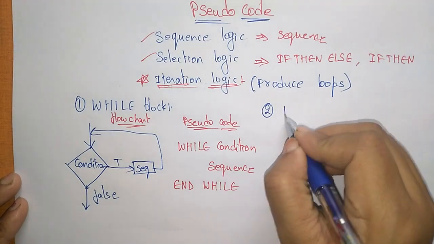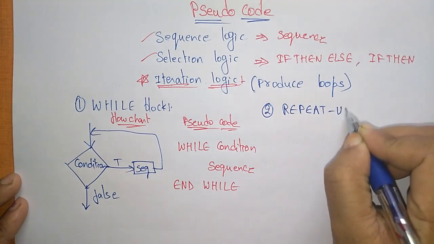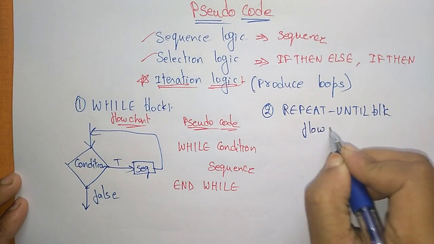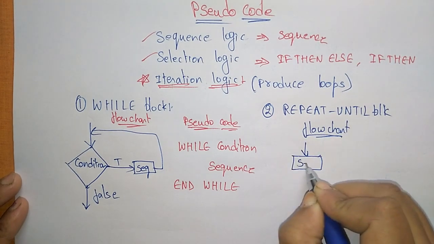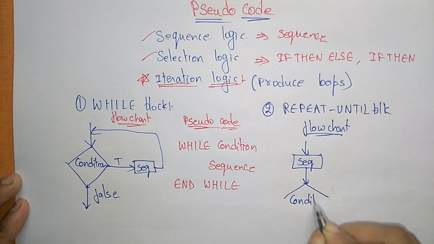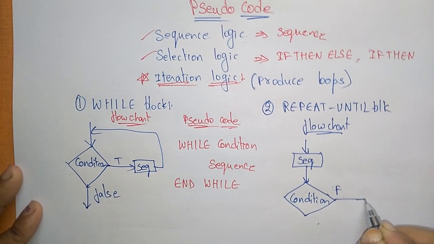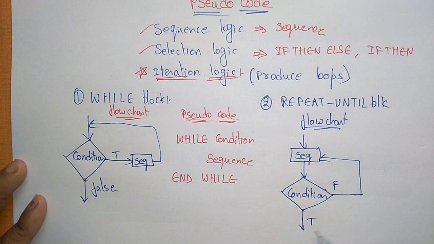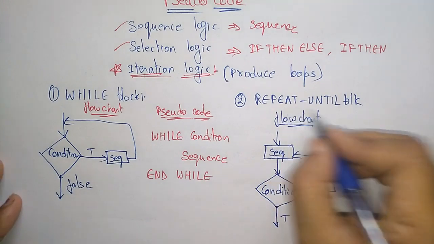The next iteration logic is the repeat until block. Let us see its flowchart. First it executes the sequence. After that it checks the condition. If the condition is false, it again executes the sequence of statements. If the condition is true, it goes on to the next series of steps. So this is the flowchart for the repeat until block.